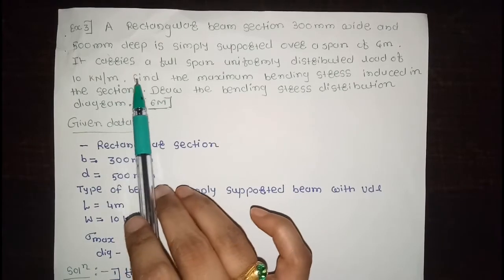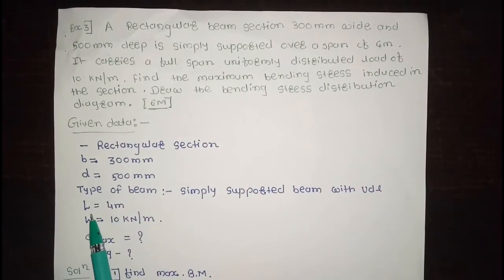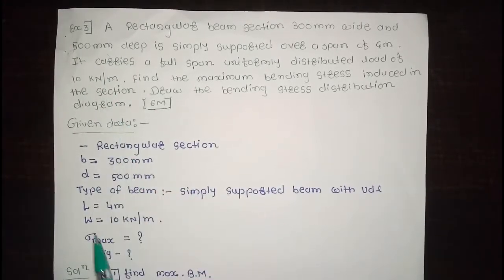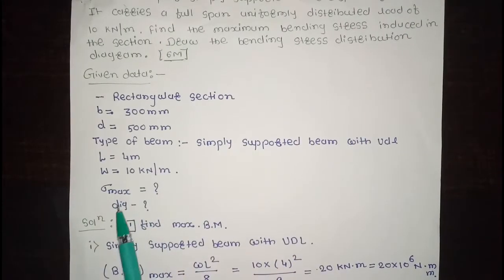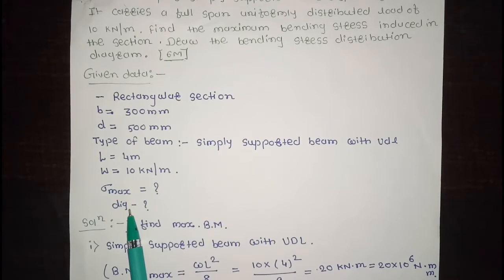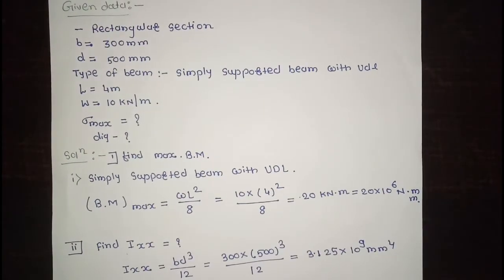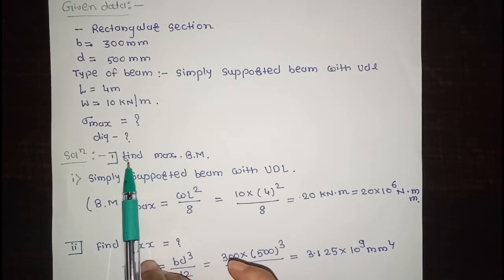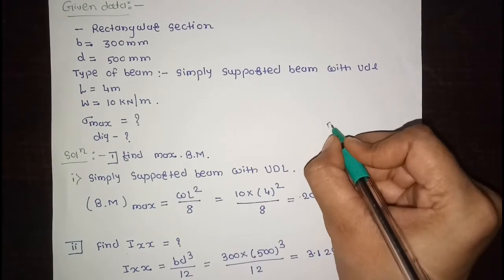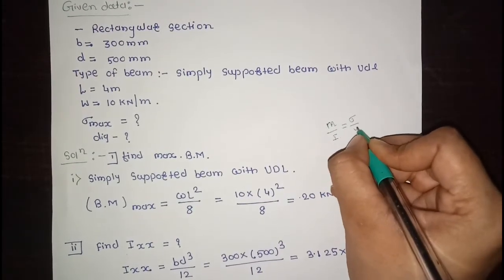Okay. Of span 4 meter. Span 4 meter, L is equal to 4 meter. W is equal to 10 kN per meter. So calculate maximum bending stress and draw the stress distribution diagram. Okay. Solve this numerical. So first step, calculate maximum bending moment. First of all, write here M by I is equal to sigma by y.